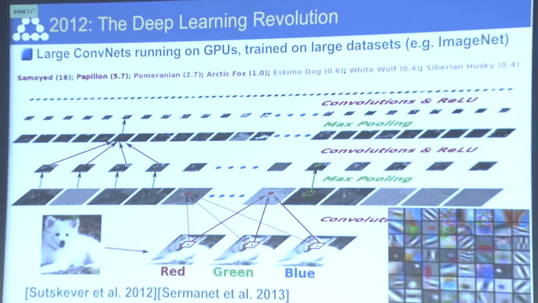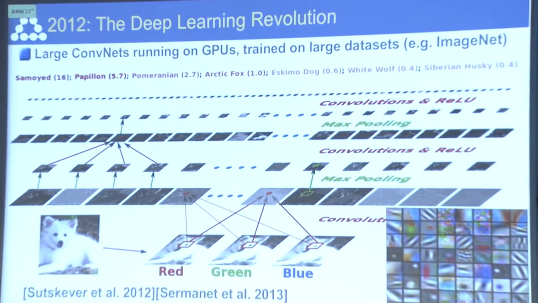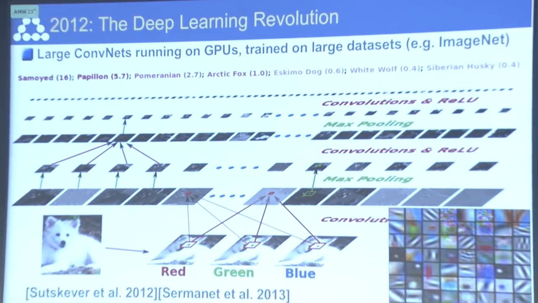A number of different groups, starting with our friends at University of Toronto, implemented what's called a convolutional net. This is a bit of my invention from back at Bell Labs in the 80s. And they built a very, very large convolutional net, trained on a very large data set, and beat the record on image recognition that was standing at the time by a very large margin.